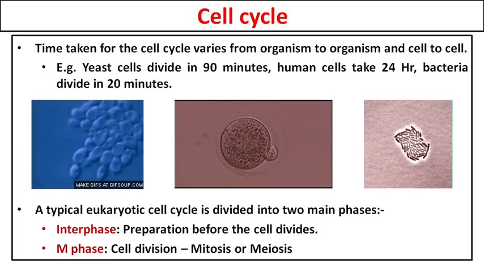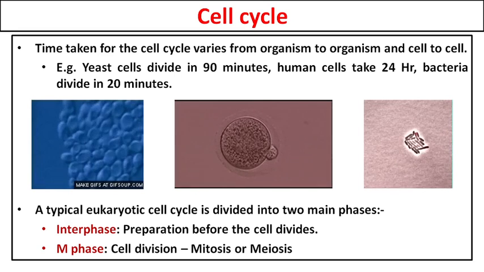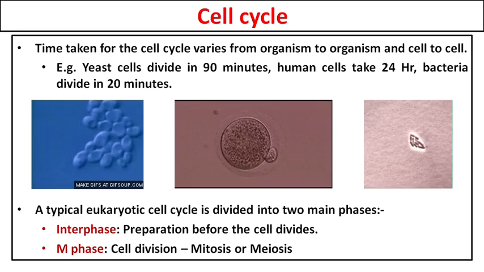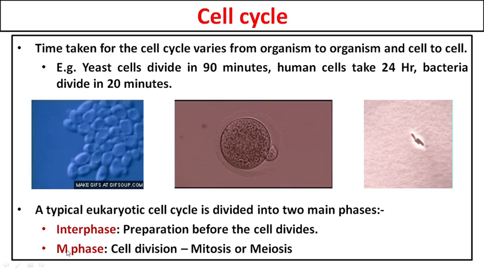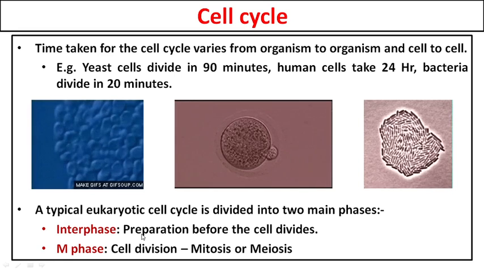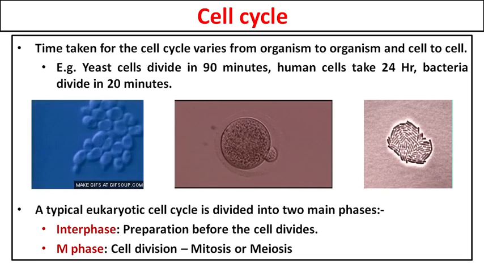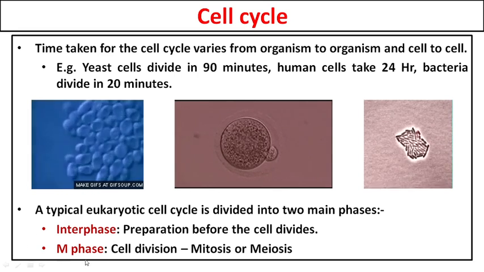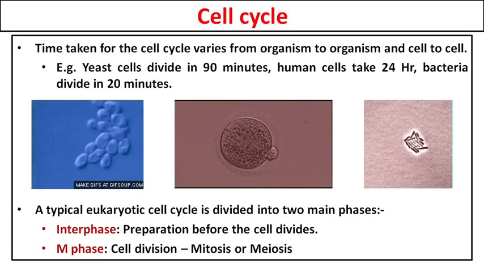A typical eukaryotic cell cycle is divided into two main phases. Whatever we shall be discussing in the chapter is on the basis of the eukaryotic cell only. The eukaryotic cell cycle is divided into interphase and M phase. Interphase is the preparation before the cell divides. All the preparation I do, I go to the shop, I get the book photocopied, and then I come to you. All of this is interphase. And then you have M phase. M phase is mitosis or meiosis. It could be either. We shall study both of these one by one.